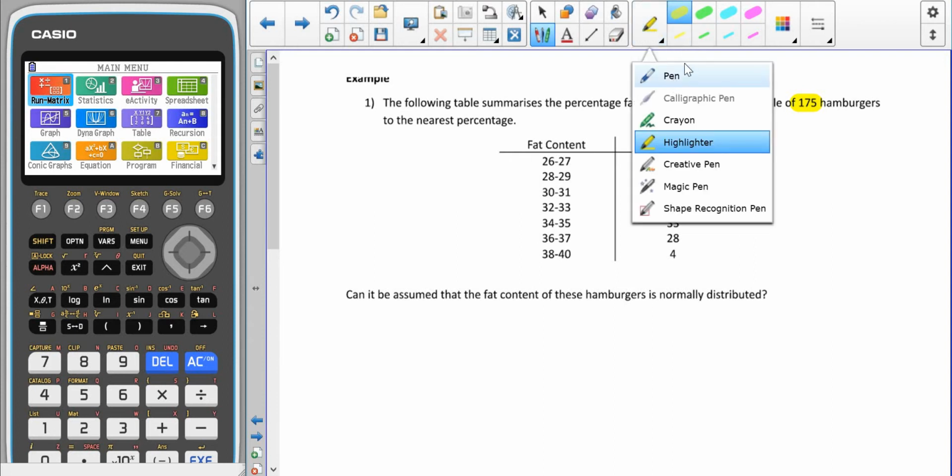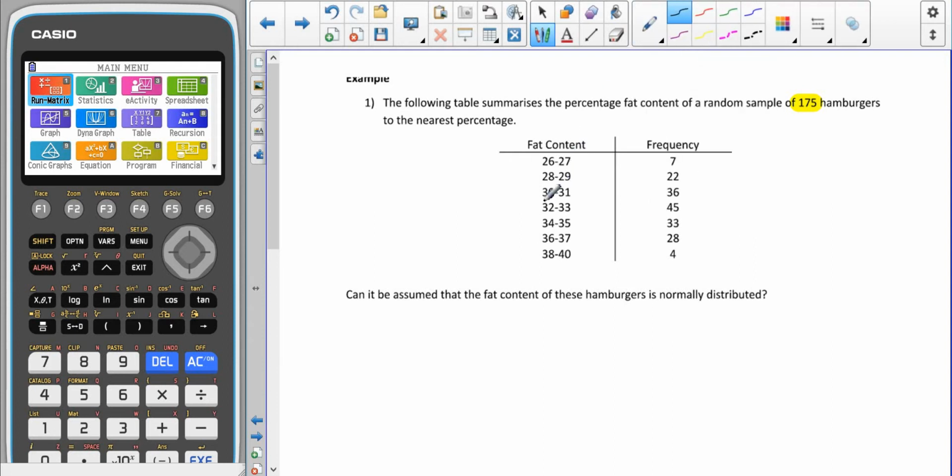The first thing that I would point out is that the ends of these intervals are not the same as each other, which means at the minute I have discrete data and not continuous data. So the first thing I'm going to do is change the beginning and end points of these intervals to make it so that I have continuous data. So this one here is then going to go from 25.5 to 27.5. This one from 27.5 to 29.5.